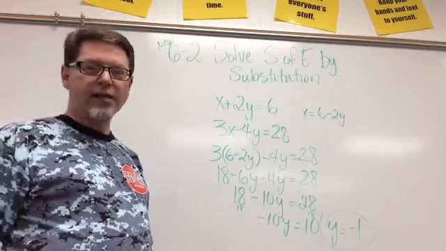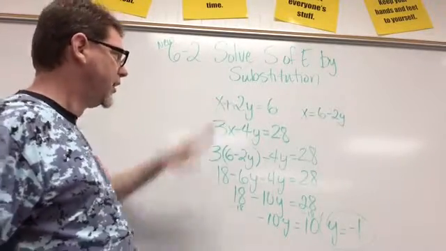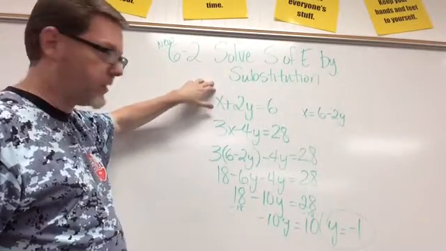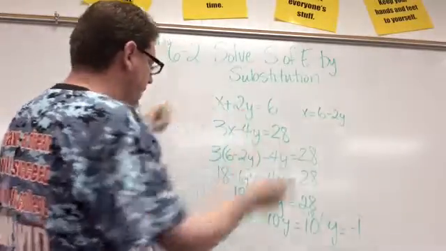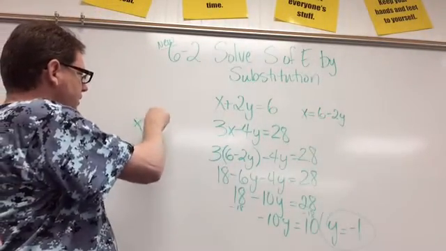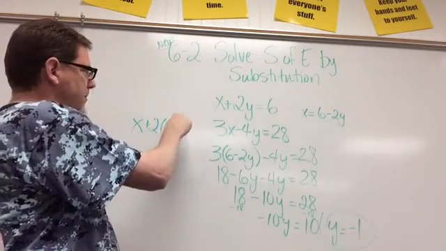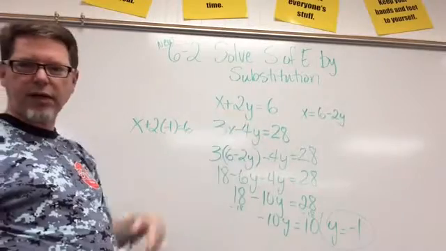So if my y is negative 1, I can go back to one of these equations and plug in the y. Well, I'm going to deal with the first one because it's easier to deal with. So I'm going to plug in negative 1 for the y. So let's see if I have room over here to do this. So I have x plus 2 times negative 1 equals 6.